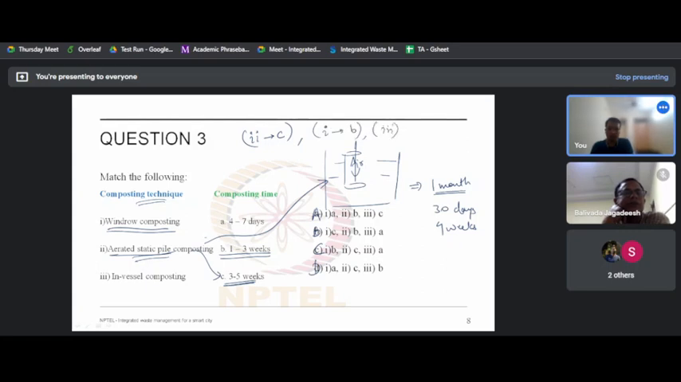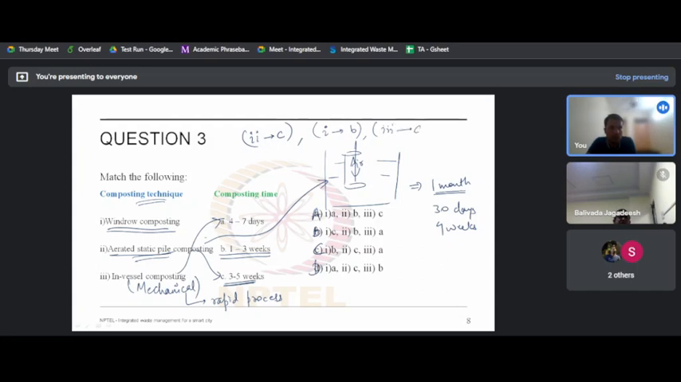That will usually go with whatever is left, but we'll still discuss that. We have in-vessel composting. Since this is a mechanical method, it takes the least time, or you can say the process will be usually very rapid. Less than a week, we can finish this. 5 to 6 days will be quite enough. So 3 will go with A.